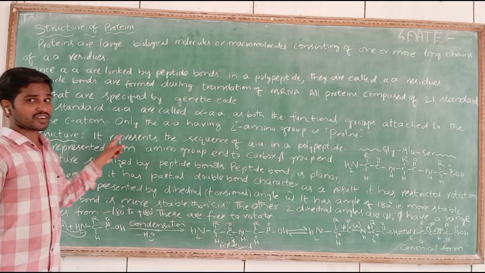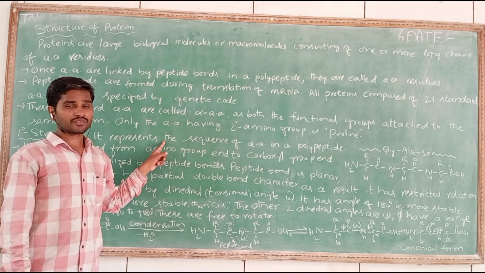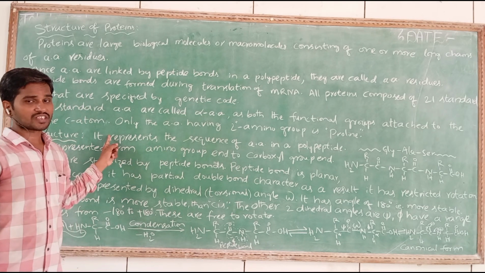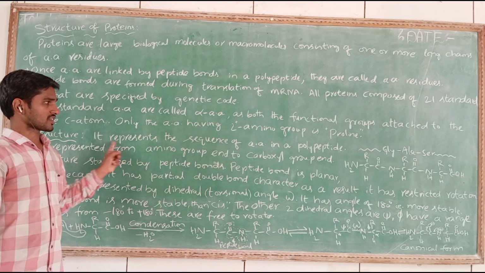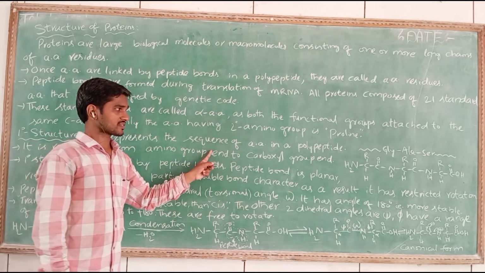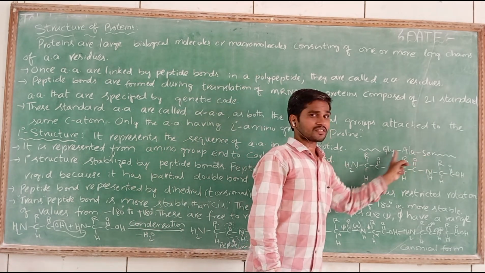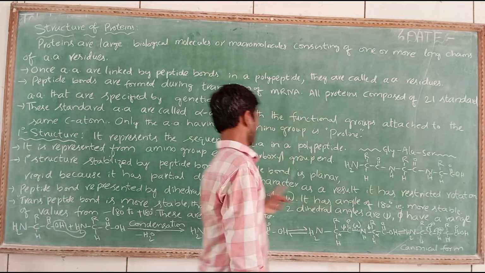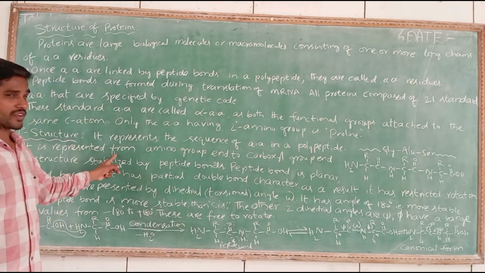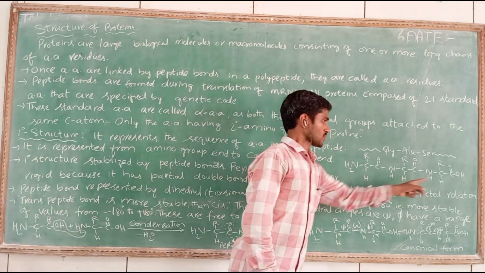The structure of proteins can be broadly classified into four major categories: primary structure, secondary structure, tertiary structure, and quaternary structure. Primary structure represents the sequence of amino acids in a peptide. So it is glycine, arginine, serine. It is a part of a polypeptide. These are connected by peptide bonds. It is also represented from the amino group towards the carboxyl group.